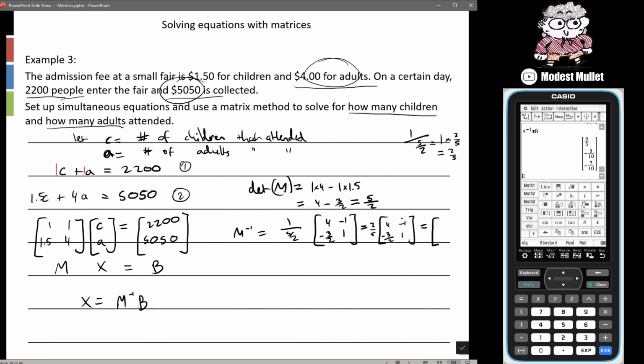So that is going to equal 2 times 4, that's 8/5, negative 2/5. And the 2's will cancel, so that'll be negative 3 on 5 and 2/5. So that's inverse matrix M, so we can say X is equal to that we got, which is 8 on 5, negative 2 on 5, 3 on 5, 2 on 5 we had, times by 2200, 5050.